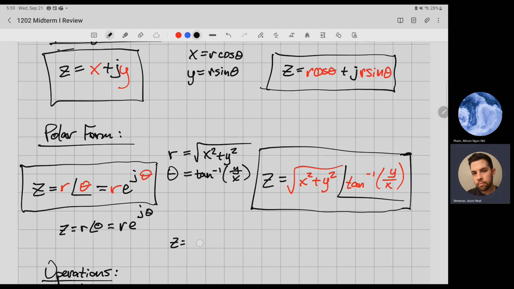Nobody tells you this, but now you know. So r is equivalent to the magnitude, which is square root of x squared plus y squared, and then theta is equal to the inverse tangent of y over x. So z, which is impedance, which is complex, this is in phasor form, so that's just the equation for that.